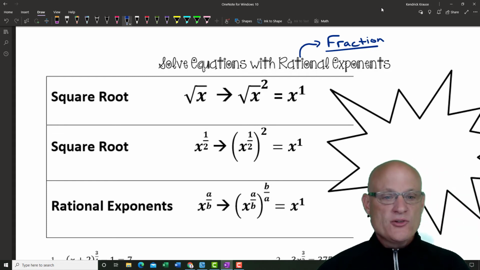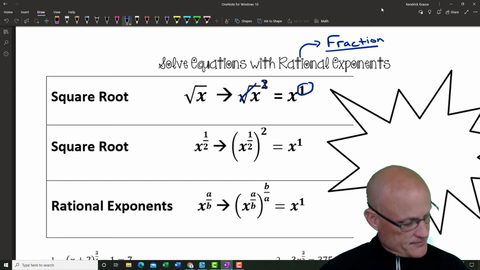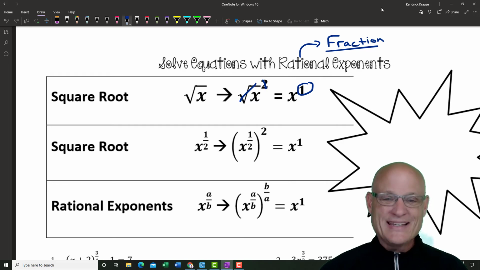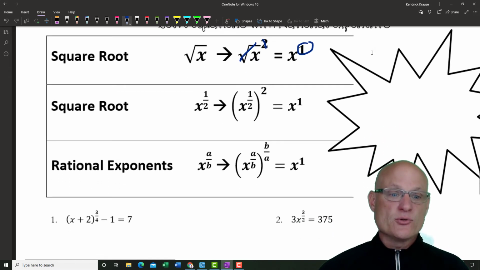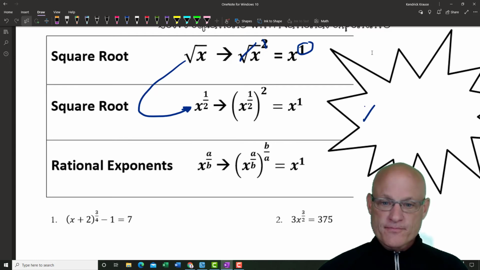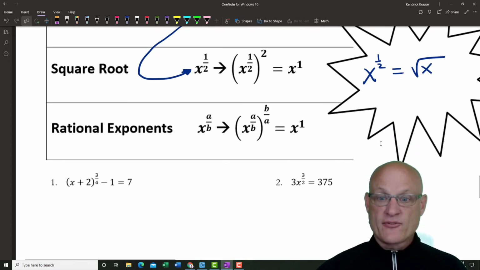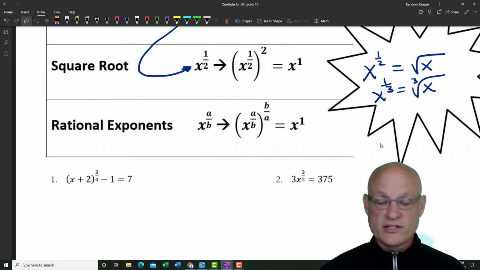Promise. So we've said that if we square a square root, they cancel each other out to give you x. Well, why is that? The reason that is true is because a square root is the same as x to the 1/2. Now, that's something new. So, x to the 1/2 power is really equal to the square root of x. Now later on we're going to find out that x to the 1/3 is the same as the cube root of x.